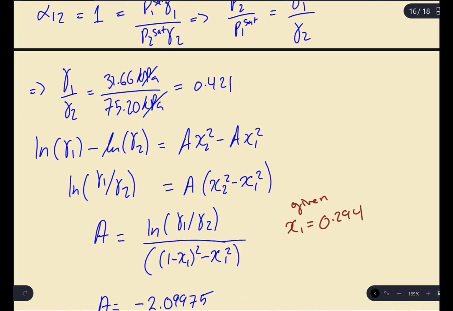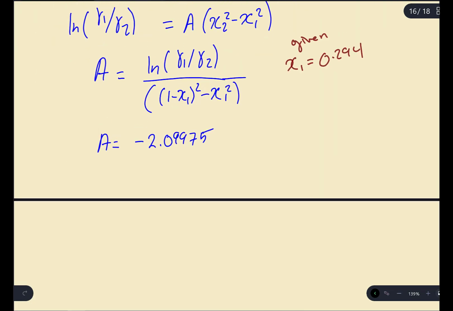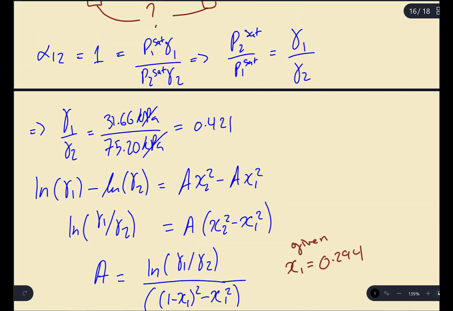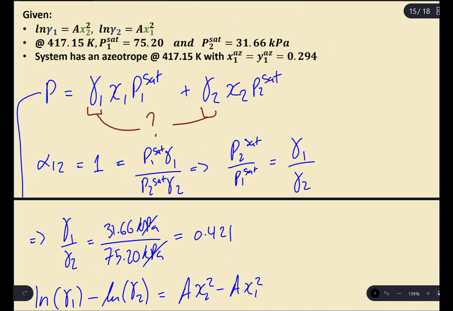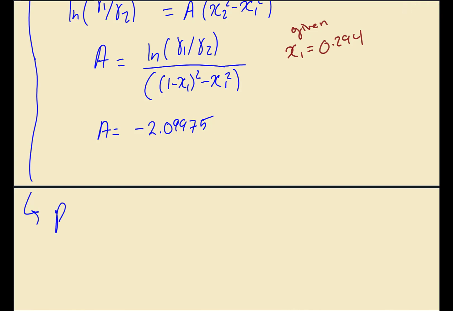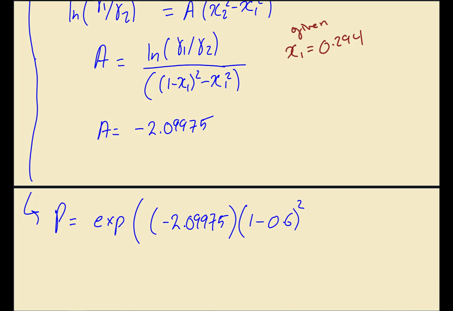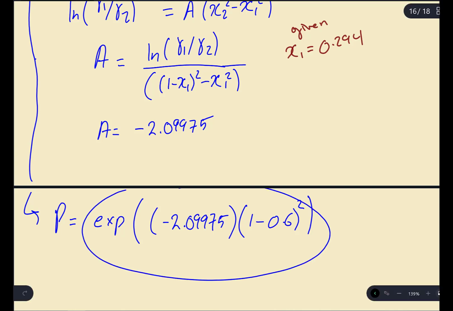So then we're going to go back here. Let me just drag this equation down. So we have pressure equals exponential negative 2.09975, that's your A, multiplied by x2, which is 1 minus 0.6, because x1 is 0.6, and x2 is 1 minus that, squared. So this is your gamma. This here will be your gamma, right? Then you multiply by what?